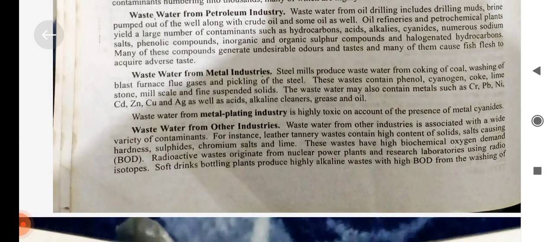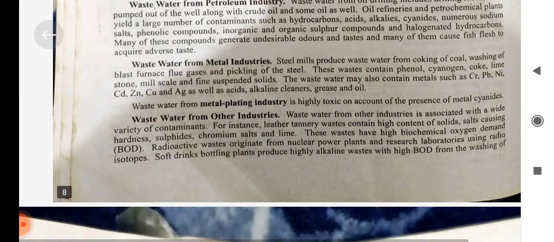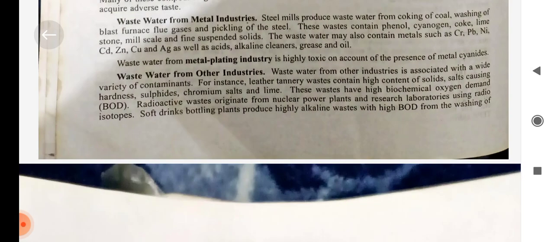Wastewater from petroleum industry. Wastewater from oil drilling includes drilling muds and brine pumped out of the well along with crude oil and some oil as well. Oil refineries and petrochemical plants yield a large number of contaminants such as hydrocarbons, acids, alkalis, cyanides, sodium salts, phenolic compounds, inorganic and organic sulfur compounds, and halogenated hydrocarbons. Many of these compounds generate undesirable odor and taste, and many of them cause fish flesh to acquire an adverse taste. Wastewater from metal industries.